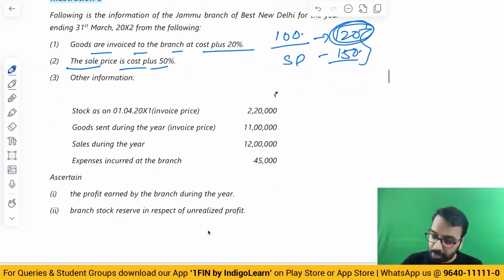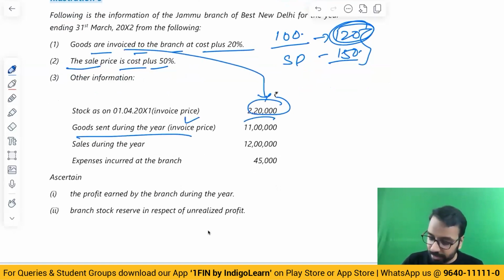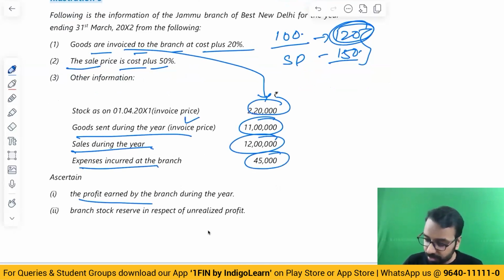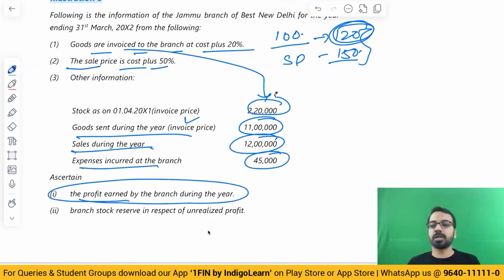Stock at invoice price 2,20,000. Goods sent 11 lakhs, sales 12 lakhs, expenses 45,000. Calculate the profit earned by the branch during the year. So here you can directly follow the P&L method.